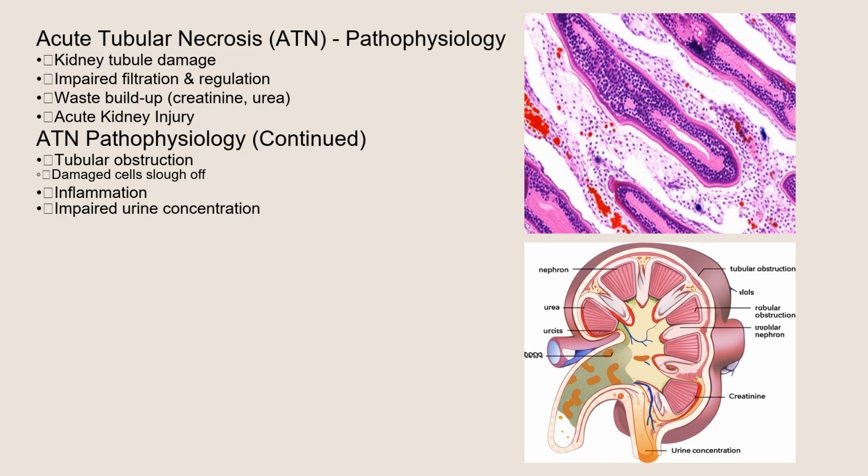Now, let's understand what happens in the body during ATN. The pathophysiology of ATN is a complex process. When kidney tubules are damaged, their ability to filter waste and regulate fluids and electrolytes is compromised. This leads to a build-up of waste products like creatinine and urea in the blood, resulting in what we call acute kidney injury. Damaged cells slough off and can obstruct the tubules, further hindering kidney function. Inflammation contributes to the injury, and the kidney's ability to concentrate urine is also impaired. This cascade of events disrupts the delicate balance necessary for kidney health.